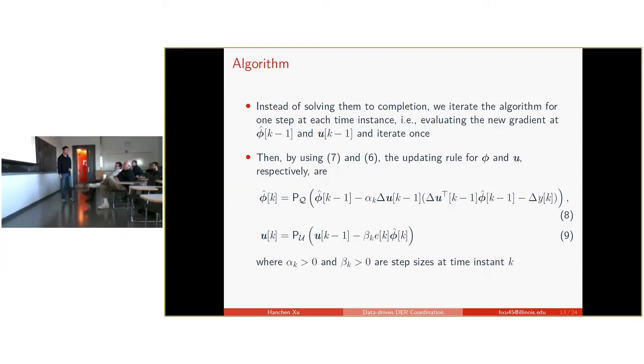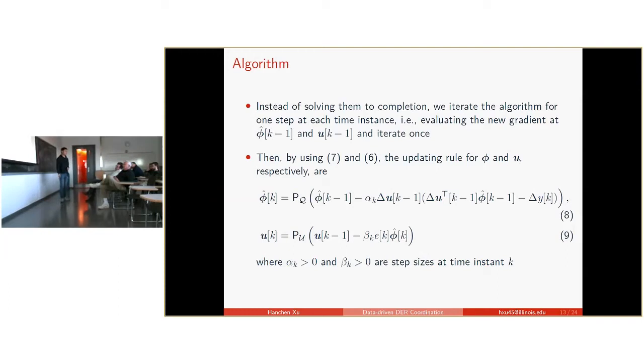A very simple algorithm is to use the gradient projection algorithm, which is essentially gradient descent plus some projection. Because if you only use gradient descent, the result might exceed the bounds, so you need to additionally project it into the bounds. Here, Q is a box constraint, which means if the value is larger than the upper bound, fix it to the upper bound. If it is smaller than the lower bound, fix it to the lower bound. And again, similarly for U.